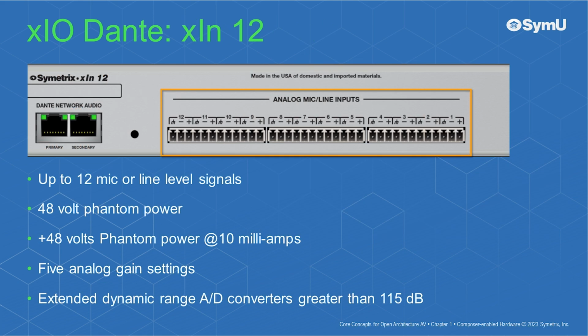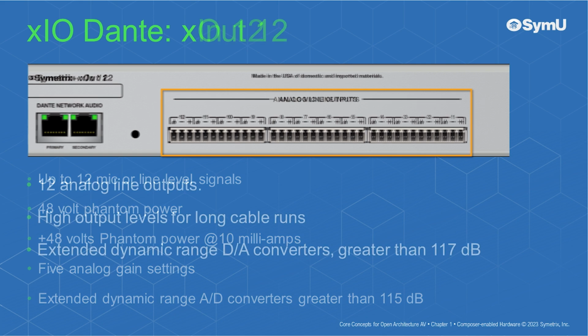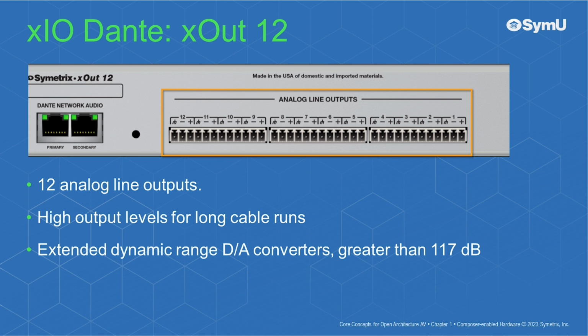XN12 accepts up to 12 mic or line level signals, provides +48 volts phantom power at 10 milliamps, 5 analog gain settings, and extended dynamic range analog to digital converters greater than 115 dB. XOUT12 provides 12 analog line outputs delivering high output levels for long cable runs and extended dynamic range digital to analog converters greater than 117 dB.